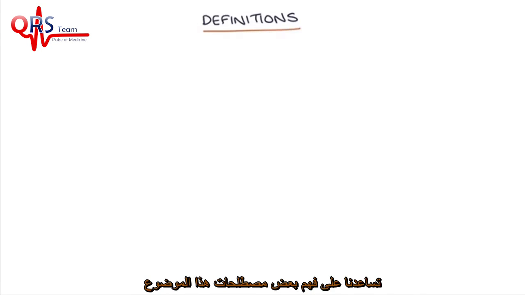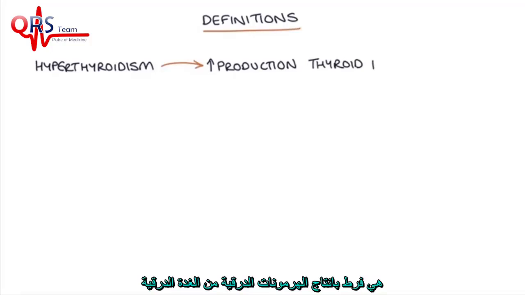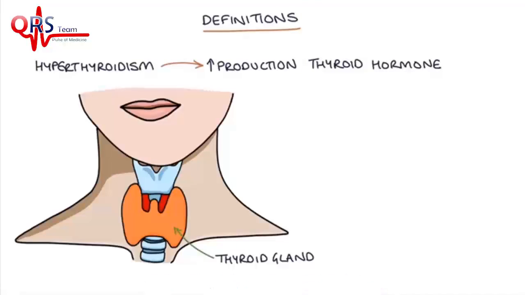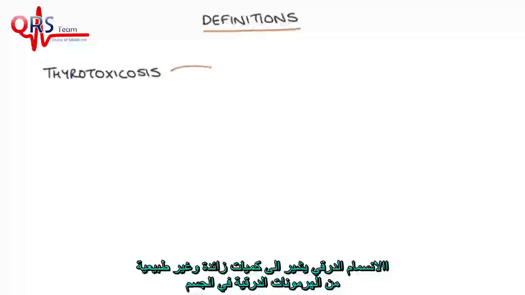Let's start with some basic definitions to help you understand some of the components of this topic. Hyperthyroidism, to start with, is where there's overproduction of thyroid hormone by the thyroid gland. Thyrotoxicosis refers to an abnormal and excessive quantity of thyroid hormone in the body.